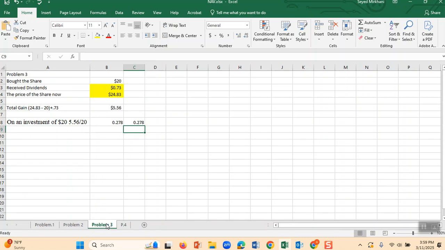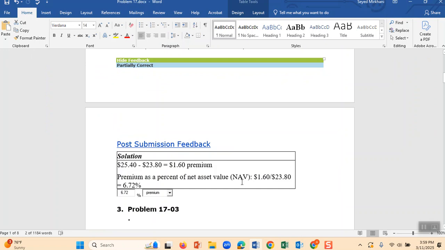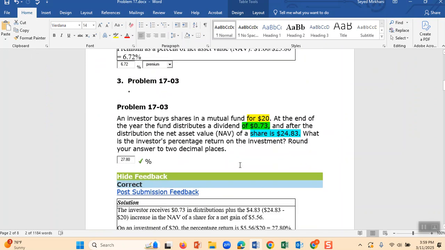If I click here, I want you to take a look at problem number 3, which is right here. Problem number 3 is that an investor buys shares of a mutual fund for $20. This is not the net asset value. The net asset value, in fact, is $24. Maybe I am not a good manager, and that's why net asset value is $24, but it is selling at a discount for $20.